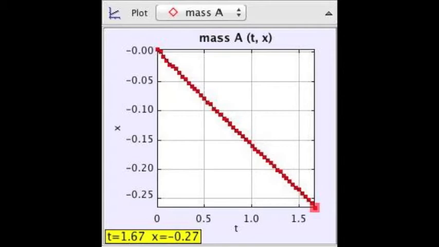This is the position versus time graph of the container that Tracker produced. As you can see, the graph is linear, indicating a constant velocity. If the graph was not linear, it would contain curves.